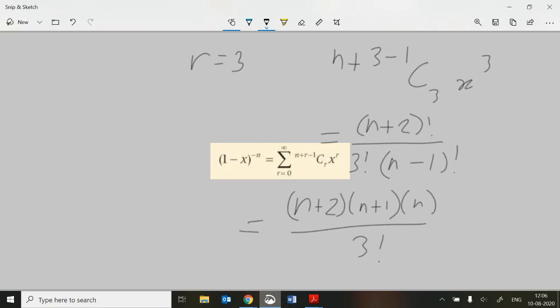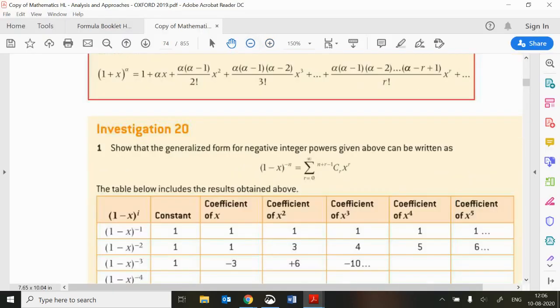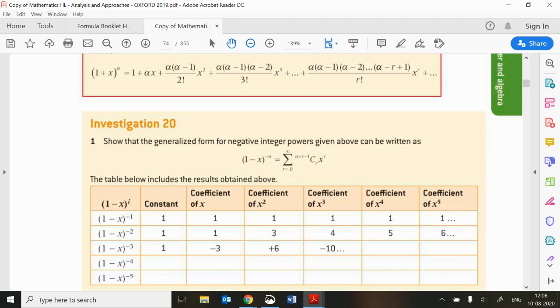So this thing here for the third term is going to give us this, and then x cubed on the end. So you can remember the whole formula like this if you want to. I just think that that's unnecessarily complicating things. In the book, they say show that. So this is investigation 20. They just say show that the generalized form for the negative integer powers given above can be written as this thing here. I've just shown it for one of the terms there. Again, the investigations are nice here. If you're not familiar with these formulas, the investigation helps you become familiar with the formulas.